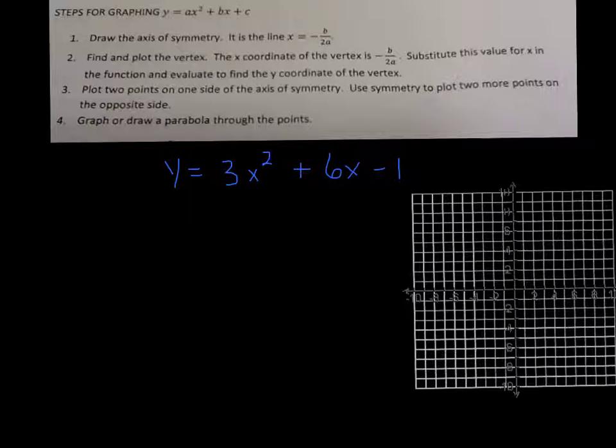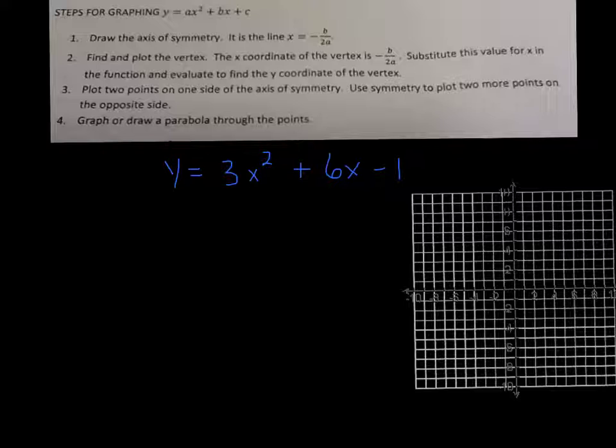So let's look at our example. We have y equals 3x squared plus 6x minus 1. So our a value is 3, our b value is 6, and our c value is negative 1. The first thing the notes say to do is find our axis of symmetry. Well, let me get a graph in here really quick. Hold on. Okay, got my graph. I'm like Harry Potter. It just appears, right?